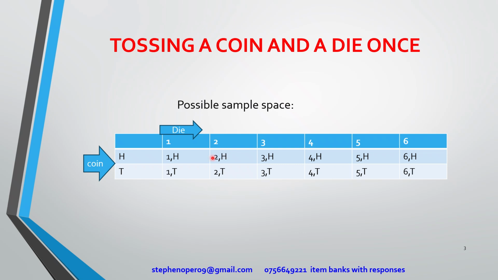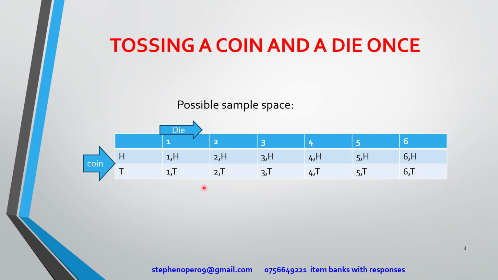A die showing a 2, a coin showing a head. A die showing a 2, a coin showing a tail. A die showing a 3, a coin showing a head. A die showing a 3, a tail being shown on the coin. So these possibilities are very possible and they make up a sample space. What does it mean? If you look at this, you will have 1, 2, 3, 4, 6 times 2, basically 12 outcomes in the sample space if you are to count them.